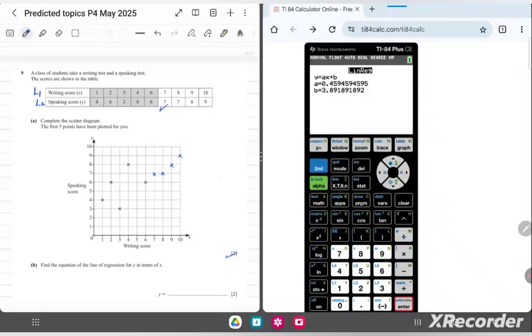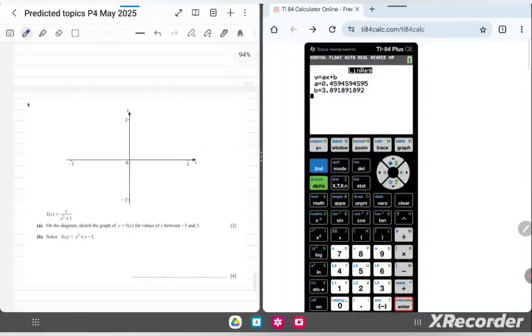So just write 0.459, write 3 significant figures, x plus 3.89. Okay, next question, we will need calculator as well.